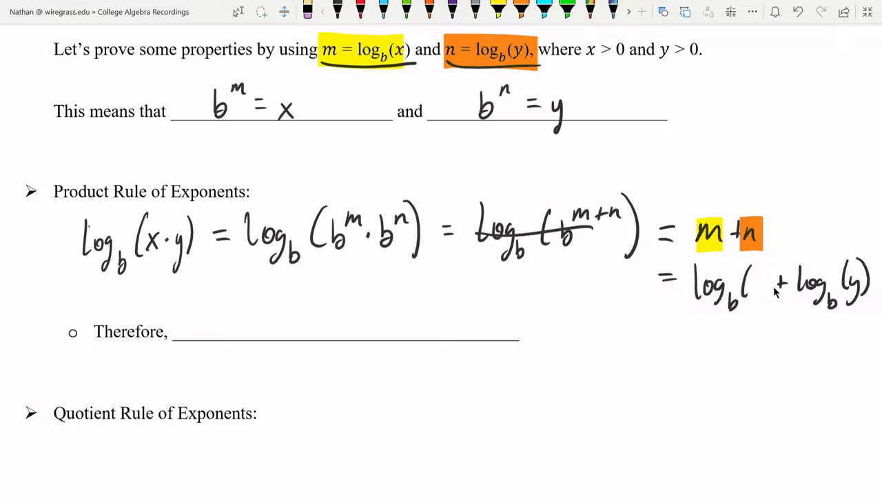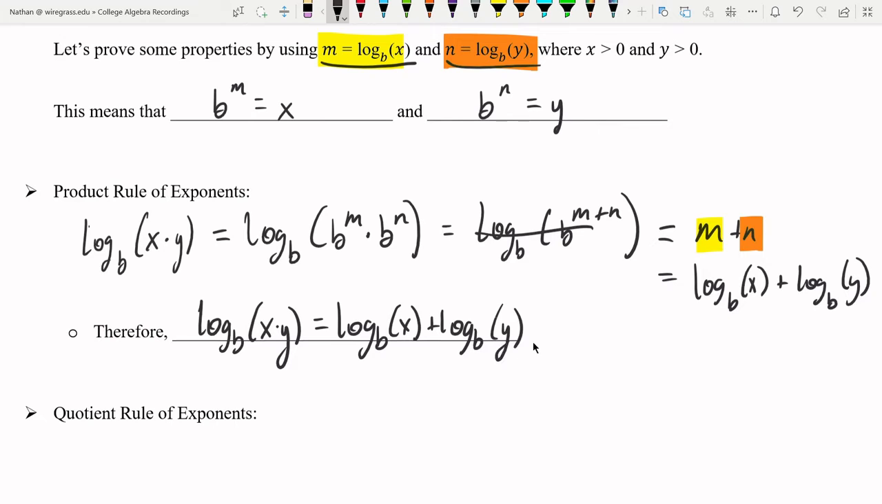And so that gives me the full product rule, which says take any two things that are multiplying, and I can break this thing up into the addition of each one. Multiplication on the inside of a logarithm goes to addition on the outside of the logarithm.